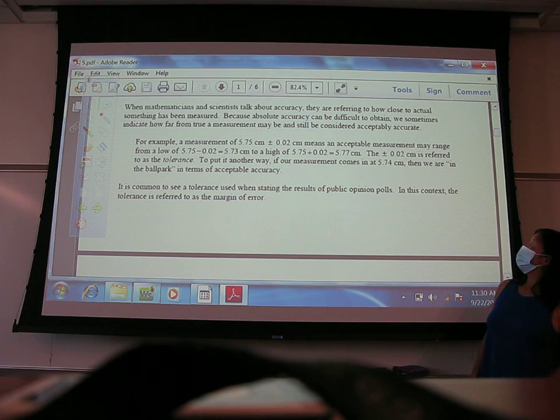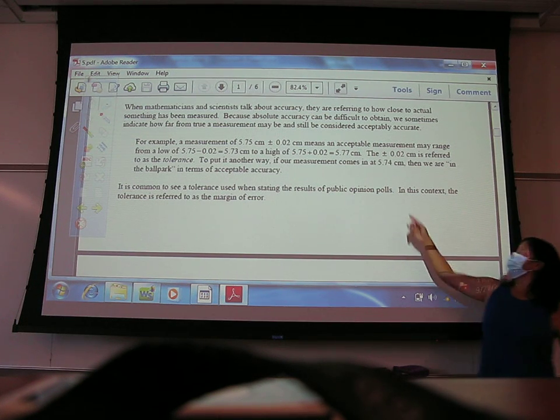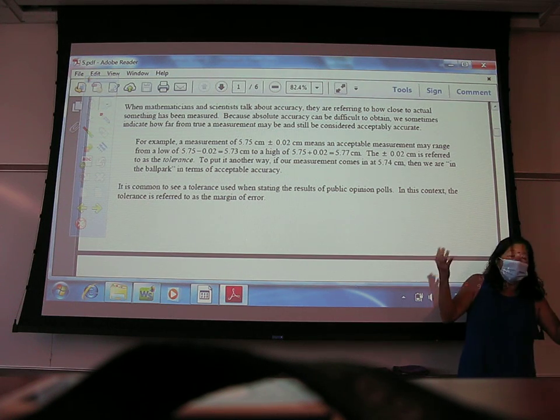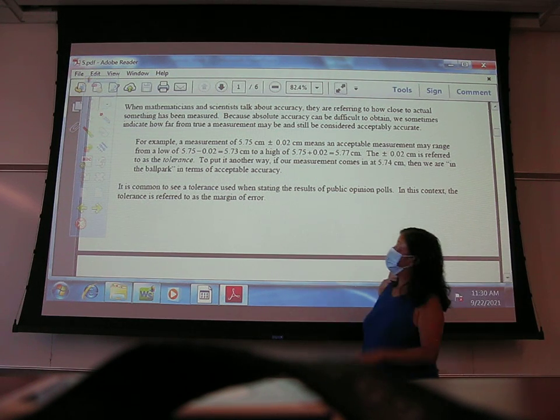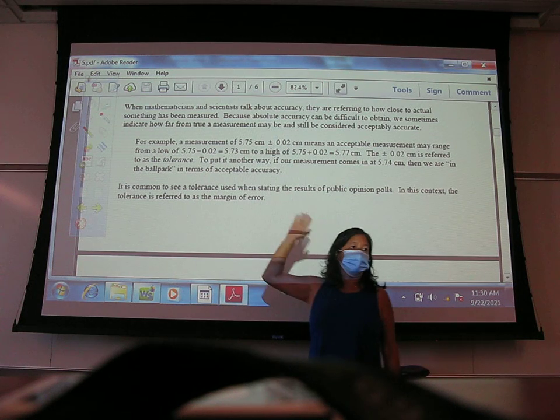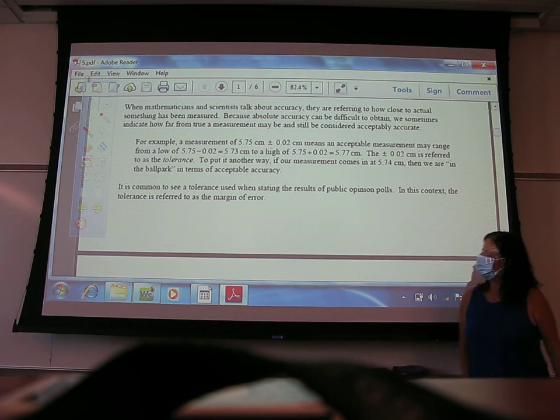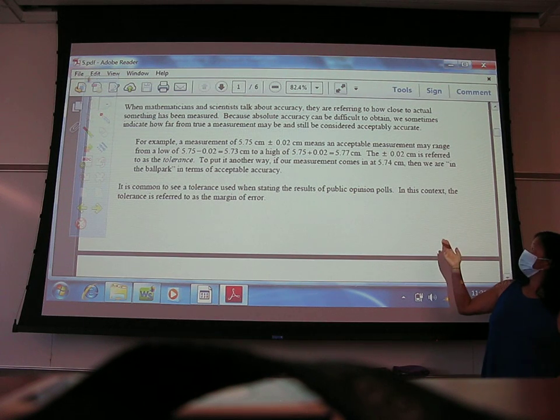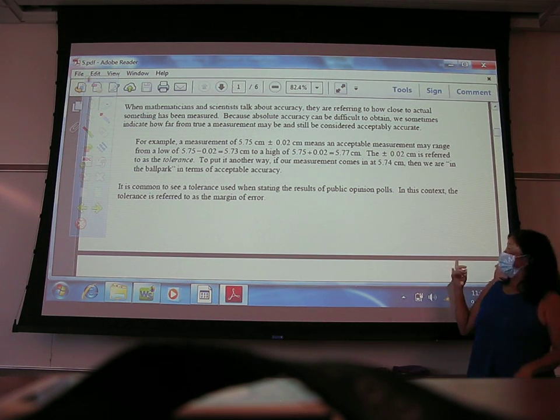So put it another way, if our measurement comes in at 5.74 centimeters, then we're kind of in the ballpark, or in the acceptable range of accuracy. It's within the tolerance, we'd say. It's common to see tolerance used when seeing the results of public opinion polls. This is called the margin of error.